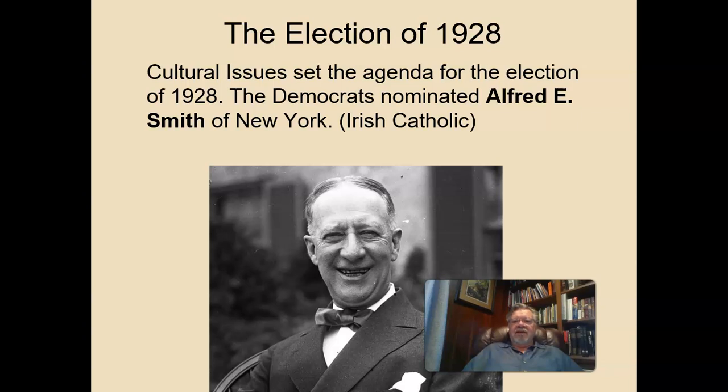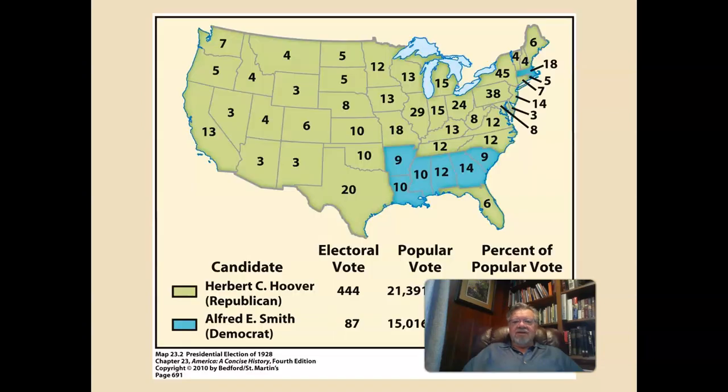Election of 1928, Alfred E. Smith of New York, who was the first Irish Catholic to run for president. I think he ran against Calvin Coolidge and lost the election. No, it was Herbert Hoover, I'm sorry. So Herbert Hoover won 444 electoral votes to Alfred Smith's 87, and 58% of the popular vote to 40% of the Democrats' vote.